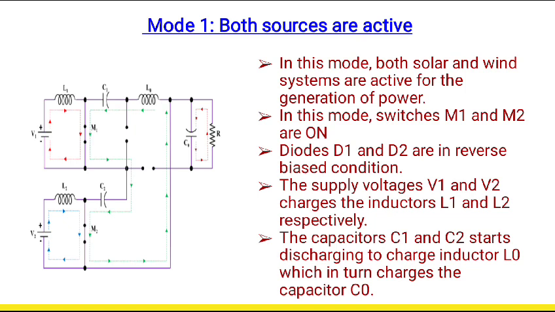In this mode, switches M1 and M2 are on. Thus, the diodes D1 and D2 are in reverse biased condition. The supply voltage V1 and V2 charges the inductor L1 and L2 respectively. Also, the capacitors C1 and C2 start discharging to charge inductor L0, which in turn charges the capacitor C0.